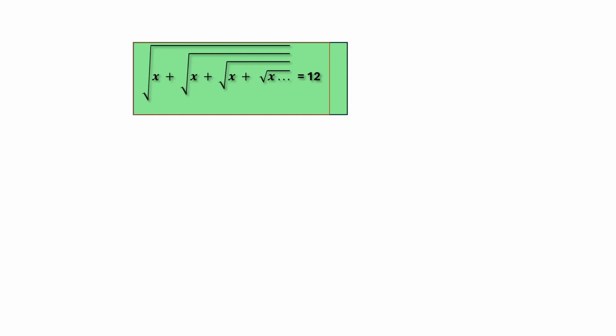If you've spent any time on Math YouTube, you've probably seen this classic infinite radical problem 1,000 times. Everyone knows the trick. You just replace the inner nested part with the total value and solve a basic quadratic. Too easy, right? But what happens when we tweak the pattern just a little bit? Take a look at this.